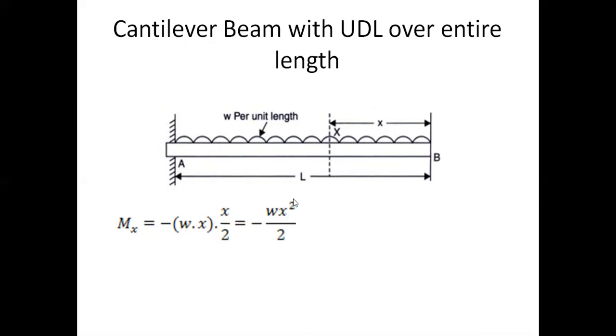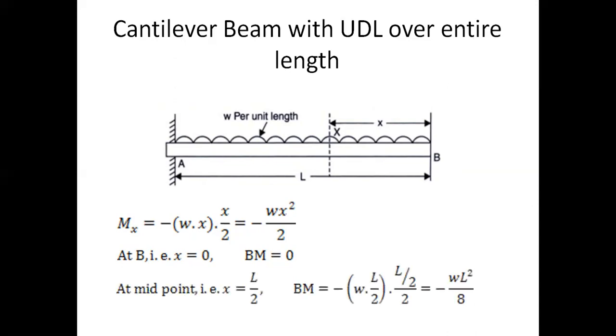Therefore, we have to substitute in this formula Mx equal to minus wx square by 2. When x equal to 0, the bending moment at B will be 0, because if you substitute 0 here, the bending moment will become 0. So the bending moment at B, that is at the free end of a uniformly distributed load spread over the entire span, will be 0.